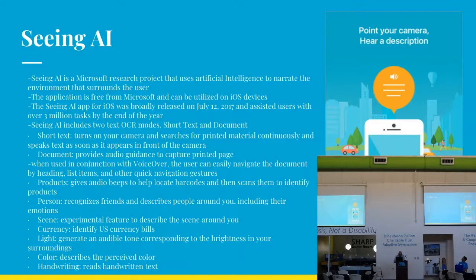The scene feature is an experimental feature to describe the scene around you. This can be hit or miss. I feel like it's getting a little better, but it doesn't always accurately describe what's around the user.